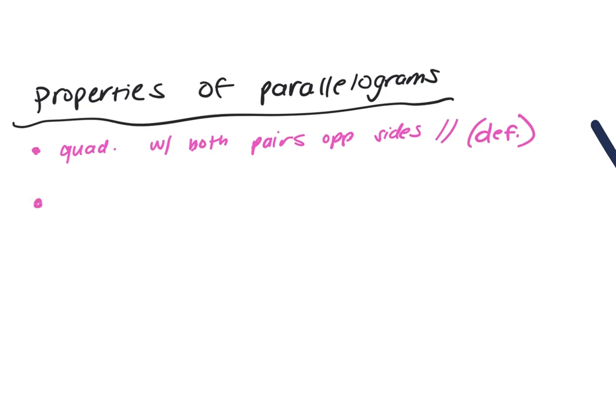What's another? I'll go with yours, Jonathan. Both pairs of opposite sides are? What'd you just say? Good. Are congruent or equal. Okay, what's another thing, Santi?